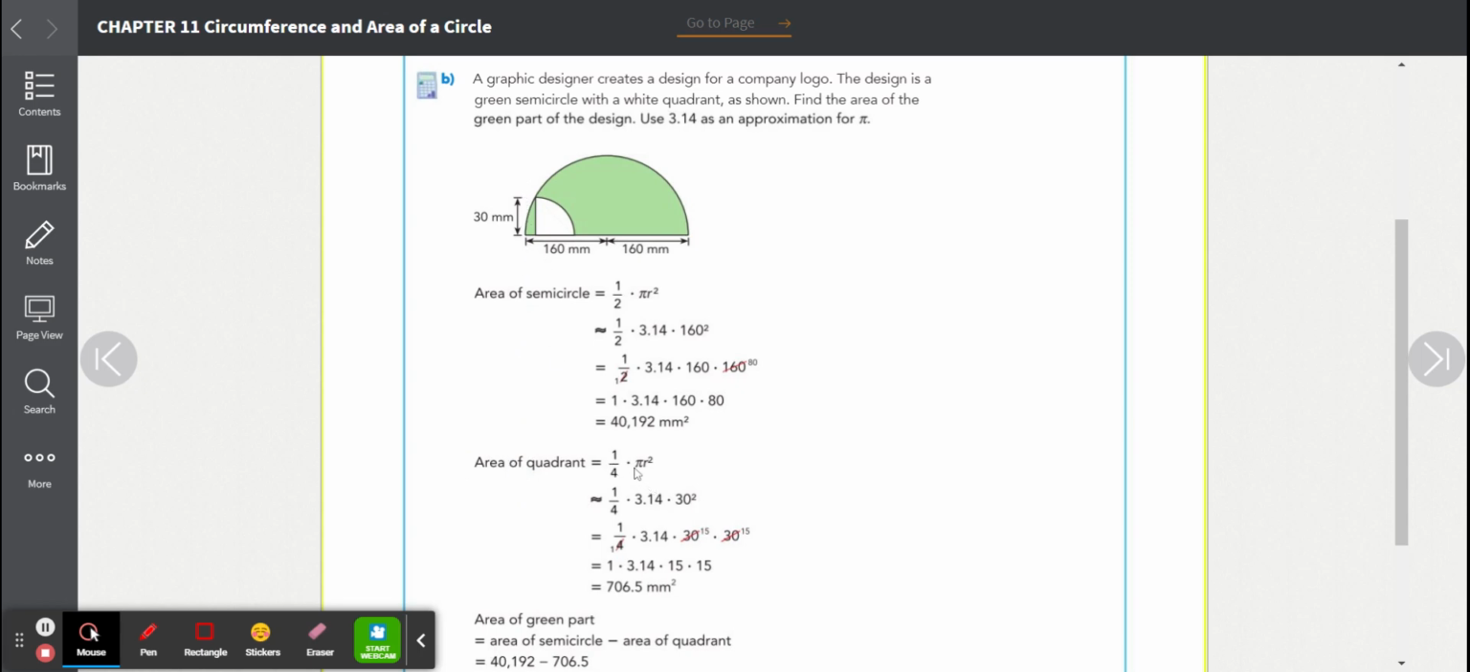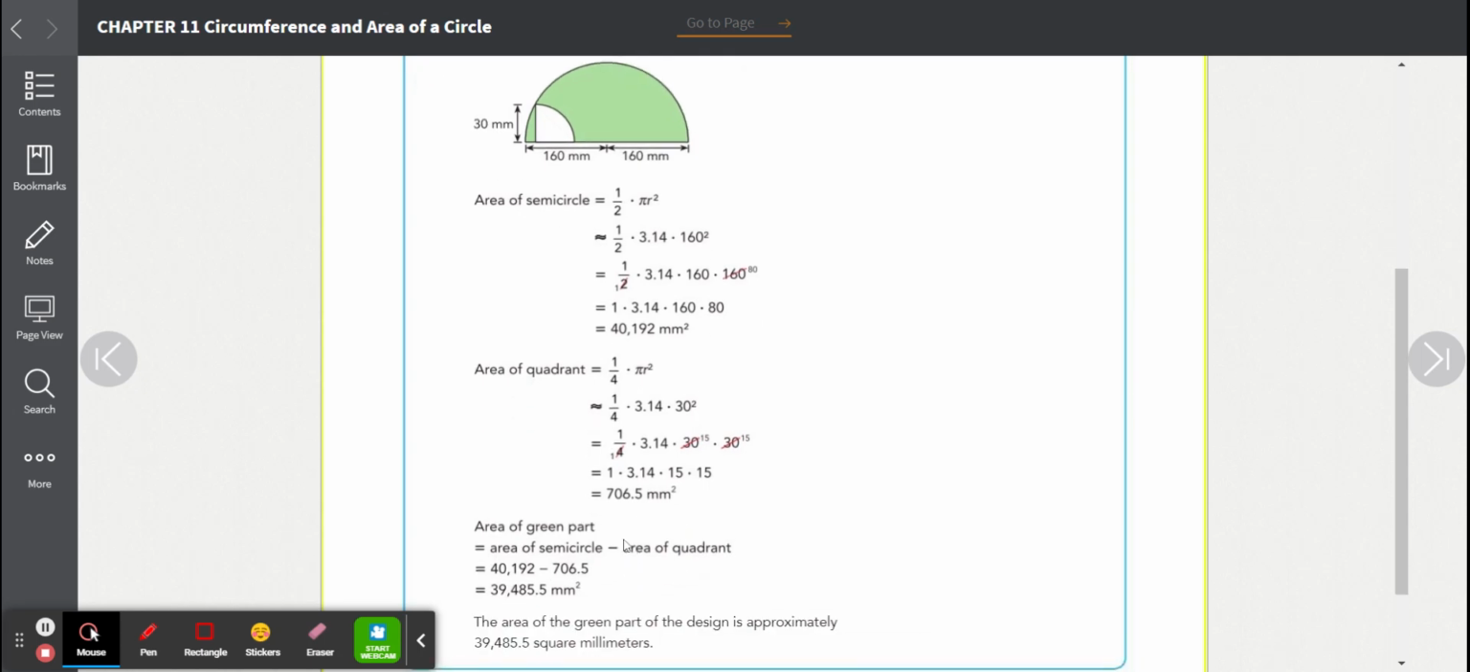To find the area of my quadrant, they give you 30 millimeters. So 1/4 times pi r squared. Plug my numbers in, cross simplify where I can, right? And that leaves me with 1 times 3.14 times 15 times 15. The way that they did this, in case you're wondering, is 4 is 2 times 2. So we took the half of each of these 30s to get 15 times 15.